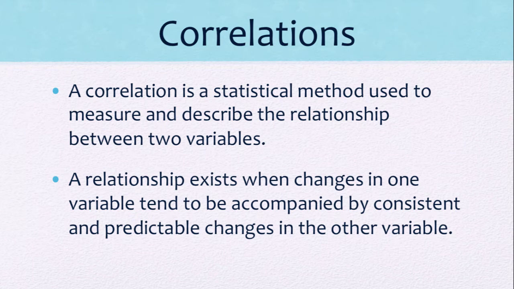Correlations are a statistical method used to measure and describe the relationship between two variables, and a relationship exists when changes in one variable tend to be accompanied by consistent and predictable changes in the other variable.